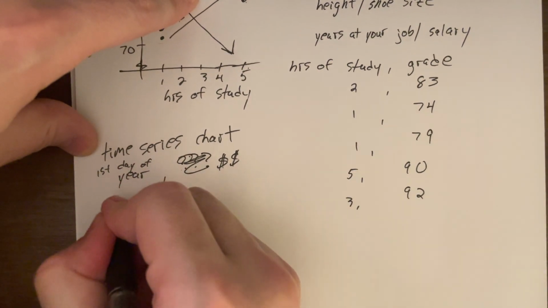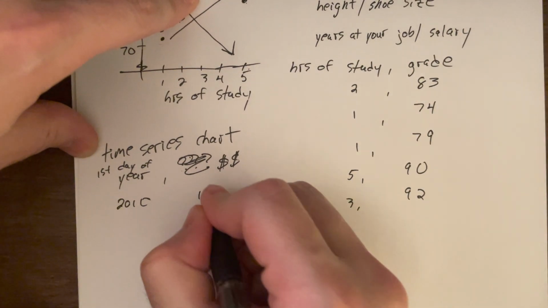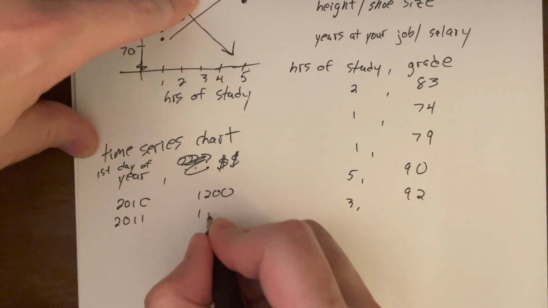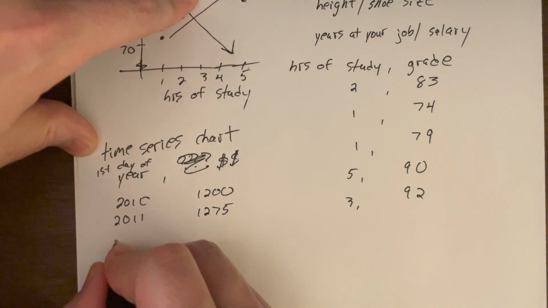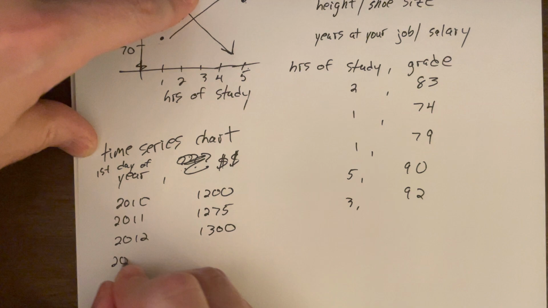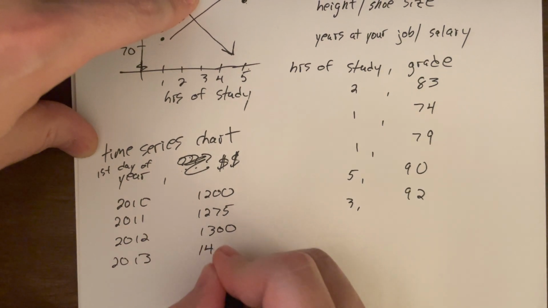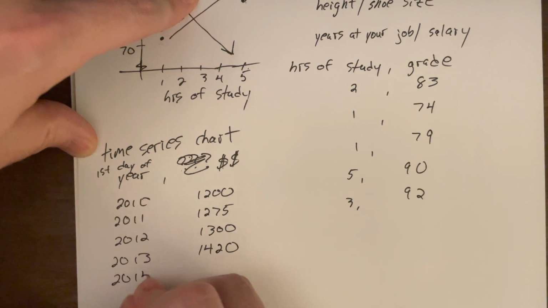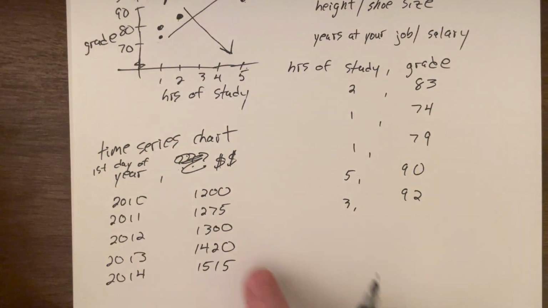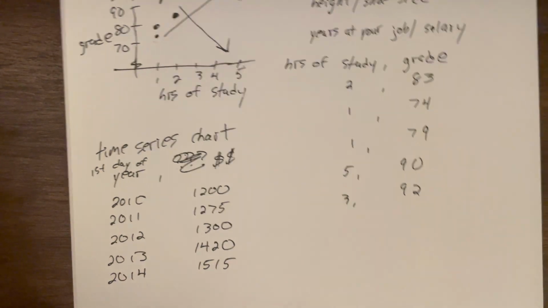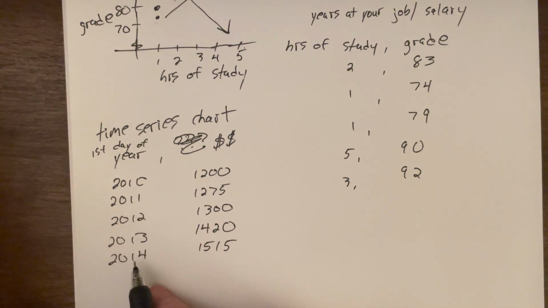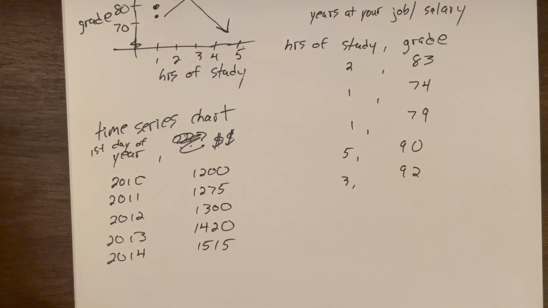So in 2010, you had $1,200. In 2011, you had $1,275. In 2012, you had $1,300. In 2013, you had $1,420. In 2014, you had $1,515. That could certainly be some type of information that we would see. Now, maybe you don't have data for every single year, but this certainly works.